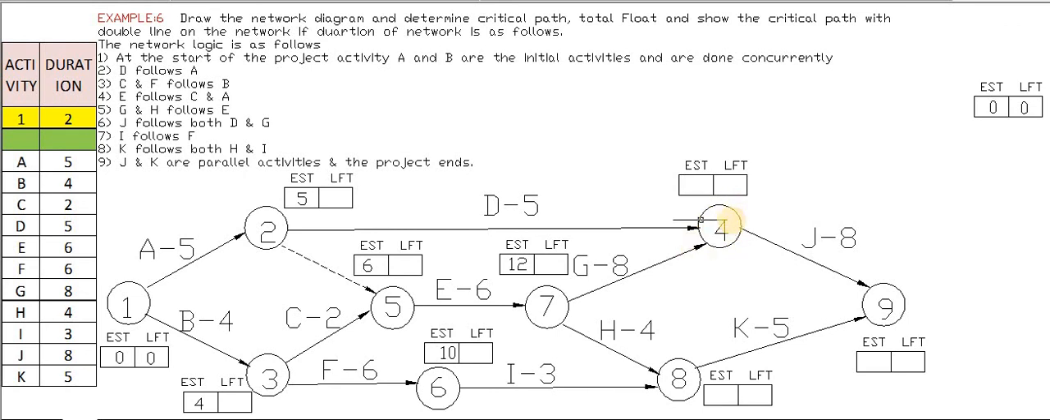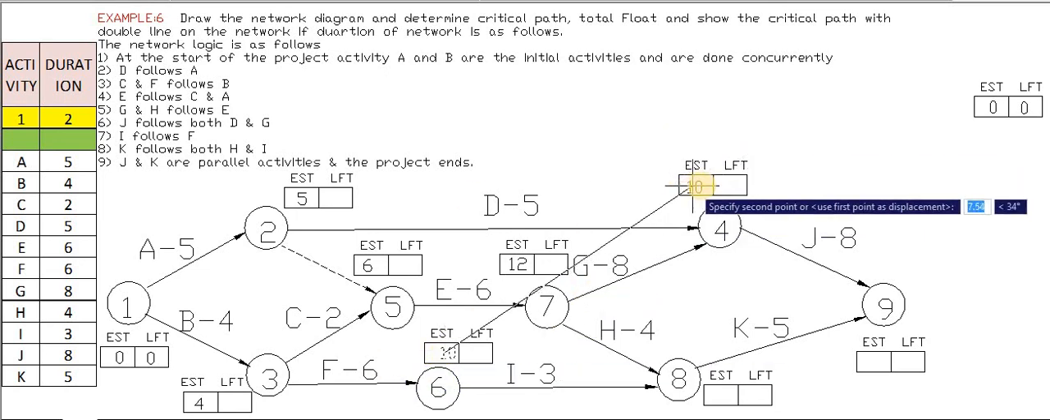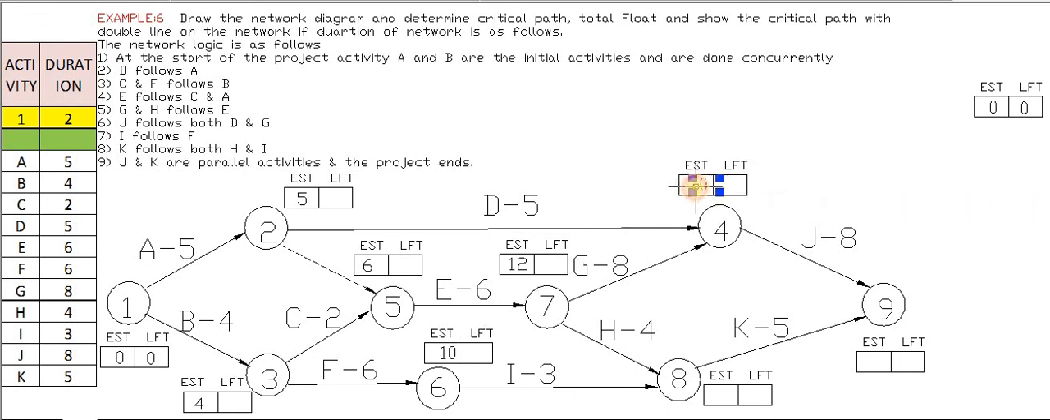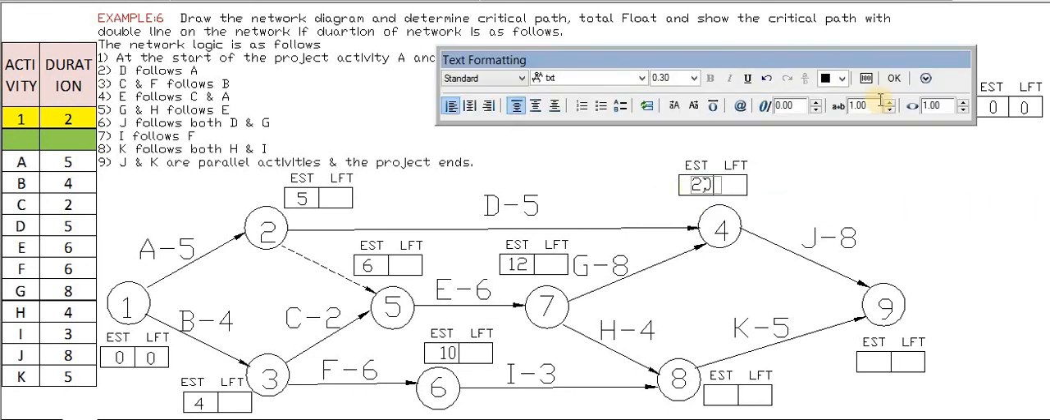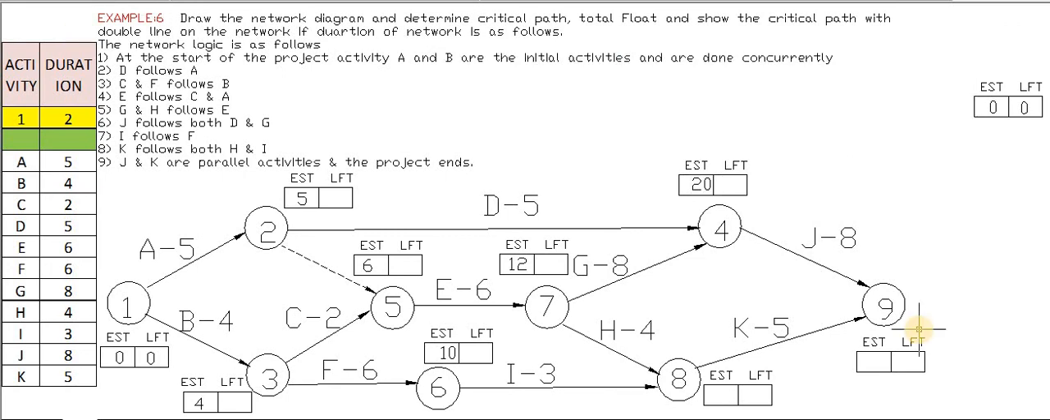How many arrows are meeting for node number 4? It is from 2 to 4 and 7 to 4. First we will add 2 to 4. Node 2 has an EST of 5, so 5 plus 5 is nothing but 10. What about this one? This is 8, and 12 is the previous EST, so 8 plus 12 is nothing but 20. The maximum is 20, the least is 10, so we will take 20 as the maximum value. We have to take the maximum value while calculating EST. So here we have taken 20.